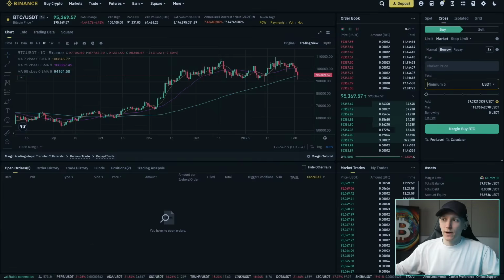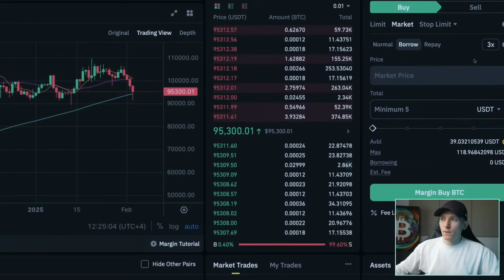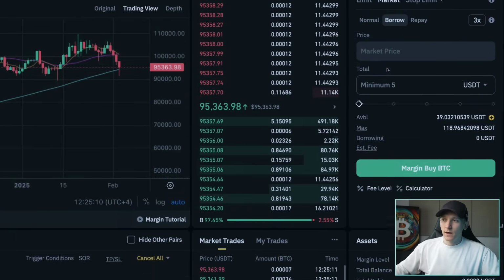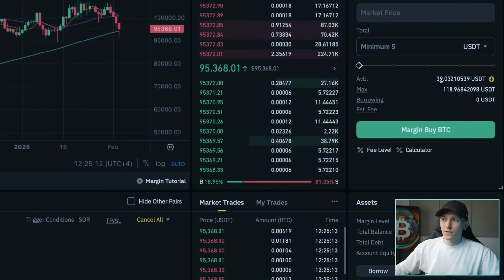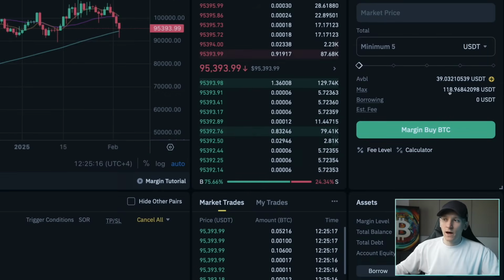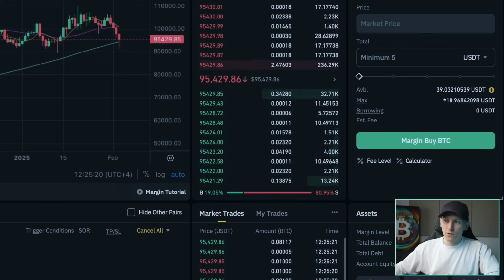Most people will probably borrow money when they're actually opening their trade. So let's go through an example. I'm trading Bitcoin USDT. I'm trading cross margin here, and I'll open a market order just to show you. I want to be borrowing, and you can see 3x leverage is what I'm going to take here. Now, as we move down, you can see I've still got that $39 in my account, and it says the max trade size that I can open is $118, which is roughly 3x my $39 that I've got in here.